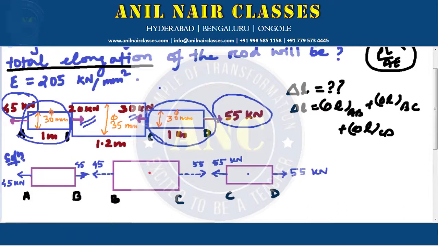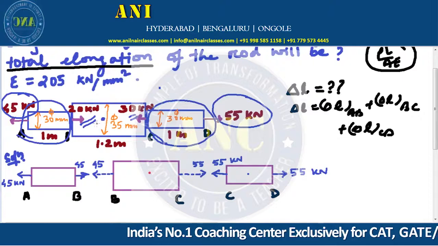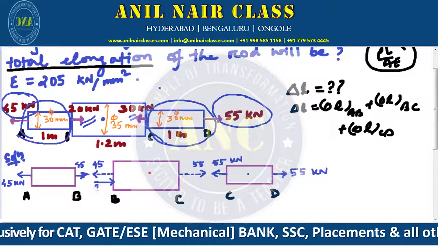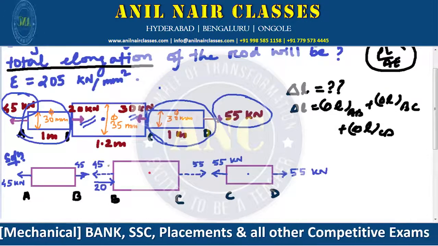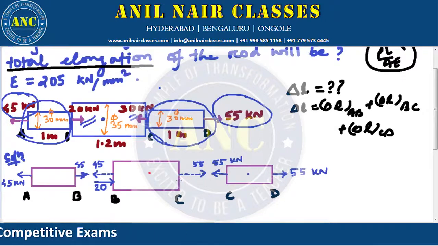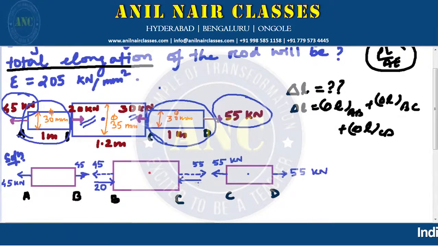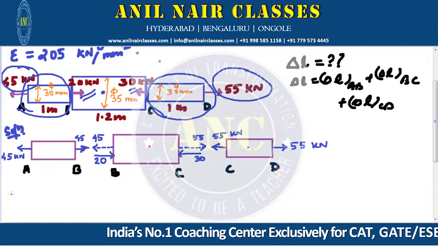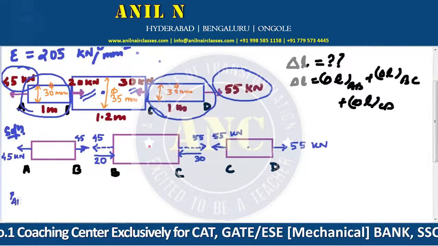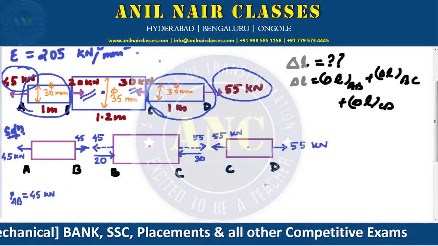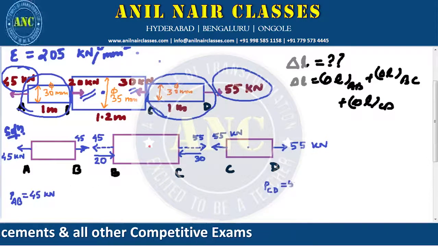So we can see 20 kilonewton is going towards, say this is the center of section BC, 20 kilonewton is going towards the center. Similarly, this is 30 kilonewton which is again going towards the center. So I can put it here as well. How much? 30. So when we put this, we see here load in AB is 45 kilonewton. Then load in CD is how much?